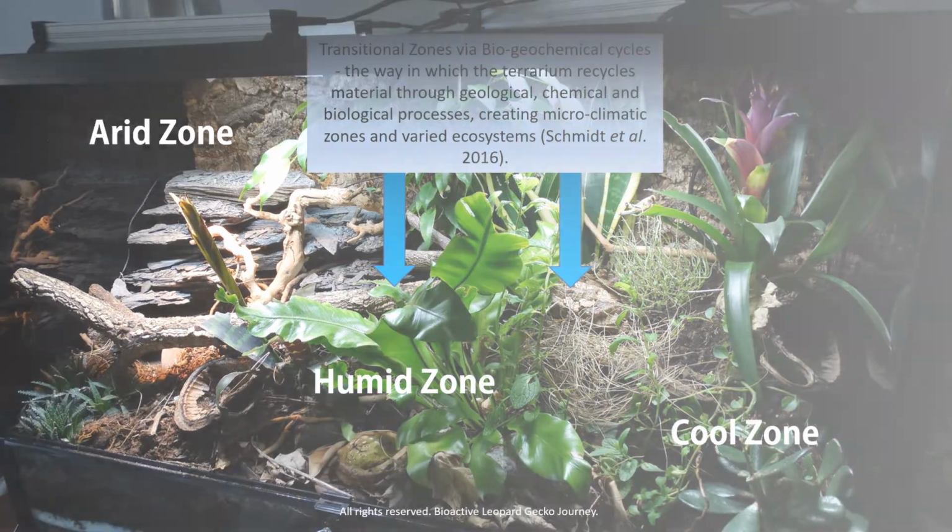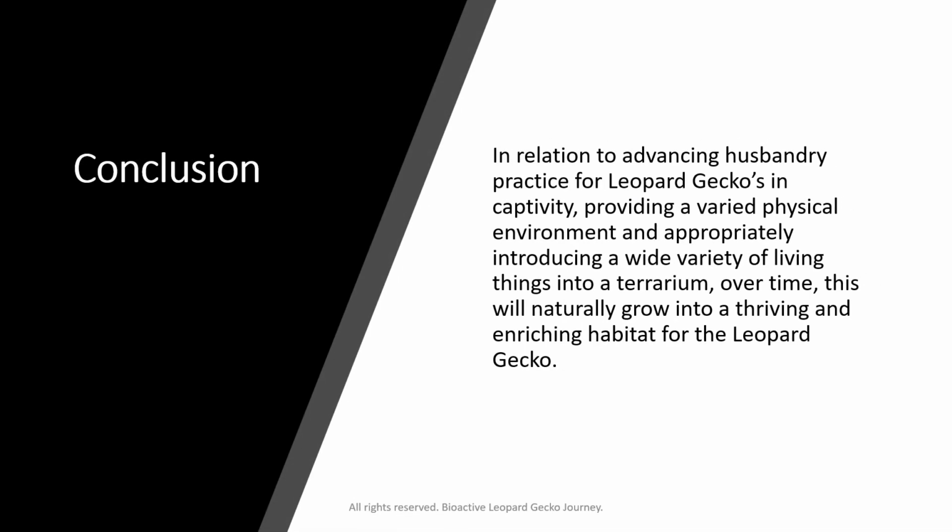And that leads us to our conclusion. So, in relation to advancing husbandry, by providing a varied landscape and a varied biological system, insects, living plants, and fertile, rich soil, over time, this will grow into a thriving environment for the leopard gecko.